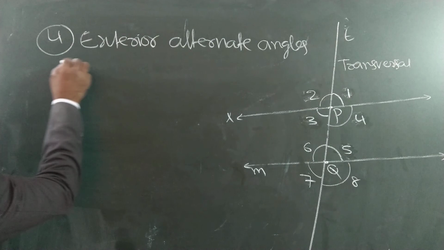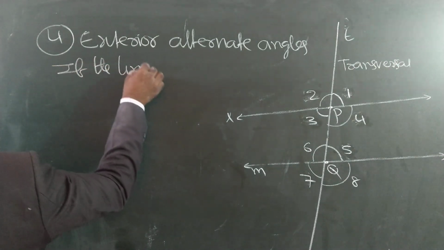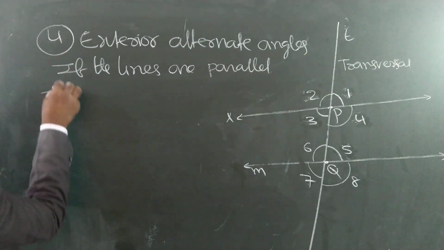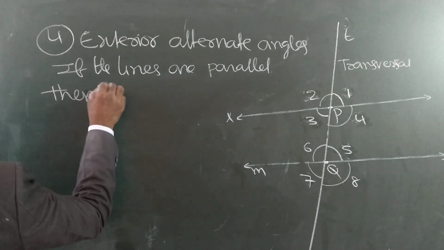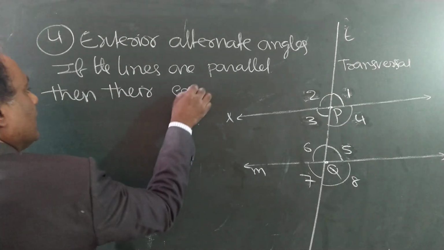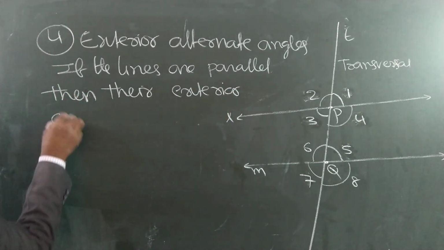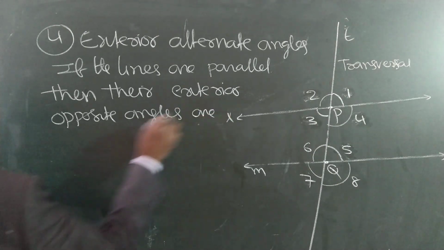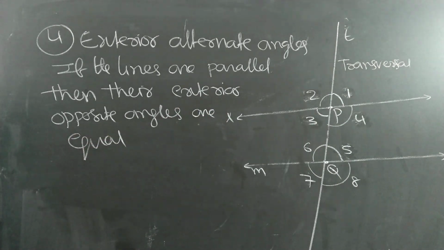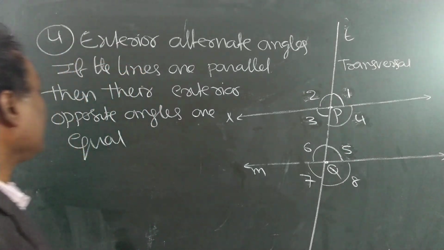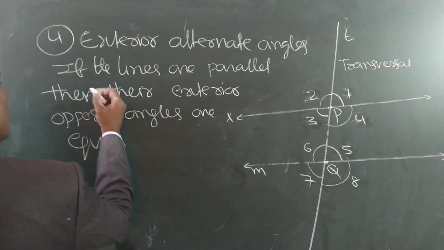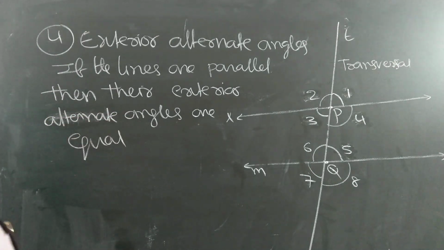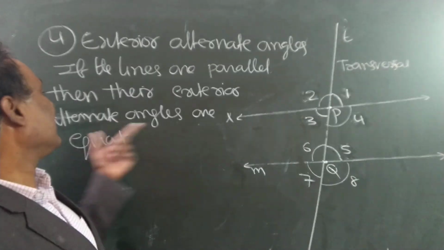If the lines are parallel, then their exterior alternate angles are equal. Interior alternate angles are equal. Exterior alternate angles are also equal.